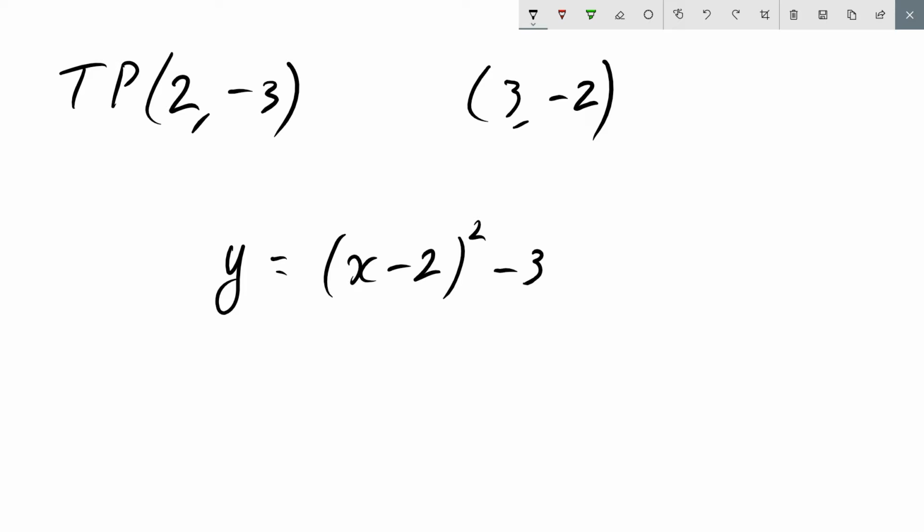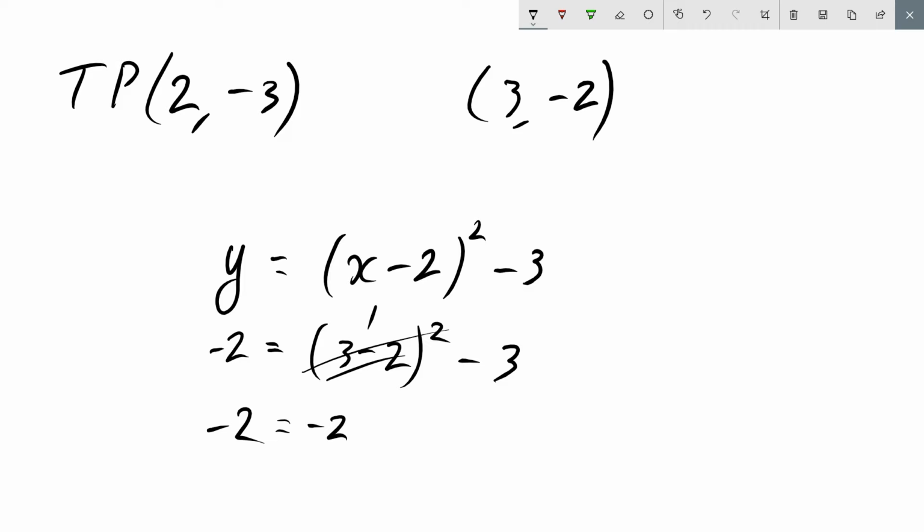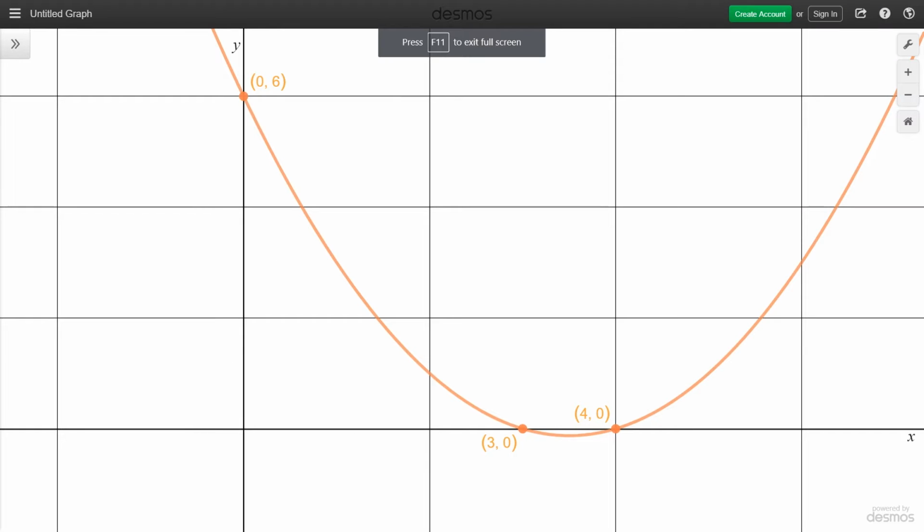So minus 2 is going to equal 3 minus 2 squared minus 3. So 3 minus 2 is just going to be 1. 1 squared is 1, so we can get rid of the squared. So 1 minus 3 equals minus 2. So minus 2 equals minus 2? Yes, of course. We were lucky that we didn't have to work out some sort of gradient. In some cases, you would have to.